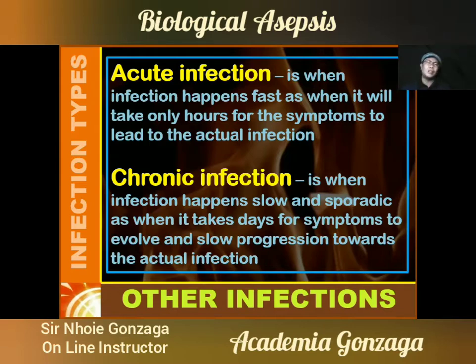Now let me make it a little bit simpler. When I say acute infection, the length of time from the microorganism entering the body to causing the infection is very, very short. When I say chronic infection, the length of time from the microorganism entering the body to the body actually developing infection is a very, very long time or very long process. So the length of time for the bacteria or for the virus or for whatever organism to cause that disease is determined by acute or chronic, because when it's short, it's acute. When it's long, it's chronic.